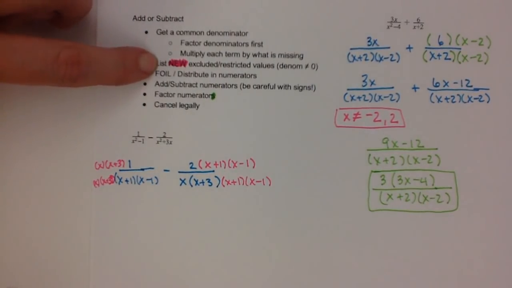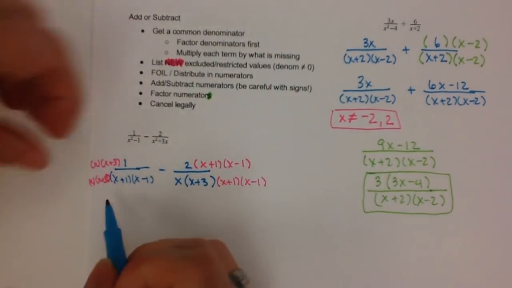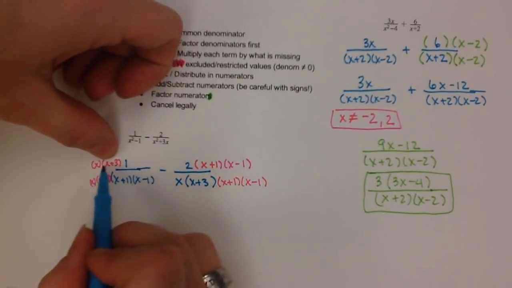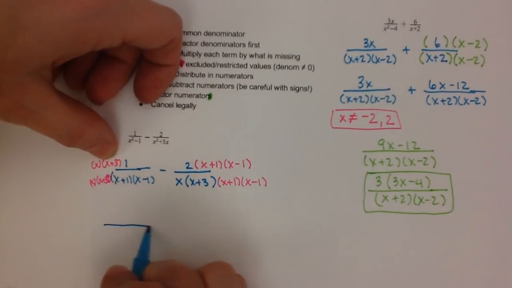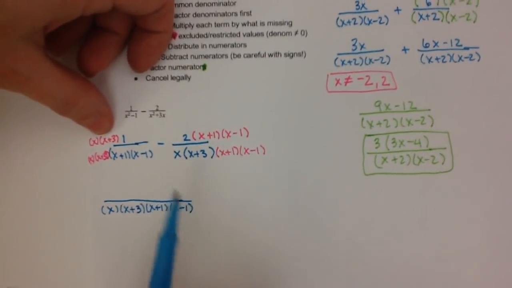We can go ahead and list our restricted values now or after we FOIL and distribute the numerators. Last time I did the FOILing first, or distributing. So if I look at multiplying my numerators out, the denominator is still going to stay x, x plus 3, x plus 1, x minus 1. We're not going to mess with multiplying the denominators out, only the numerators.